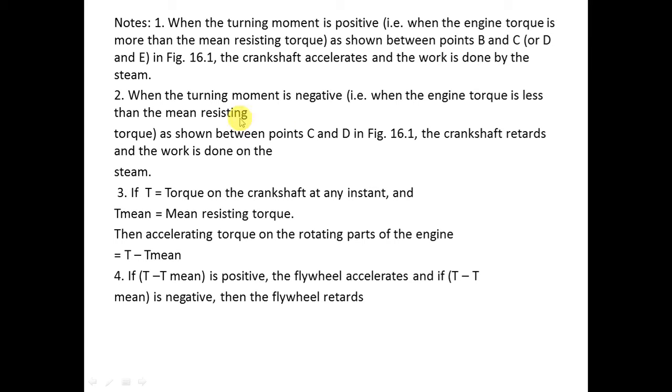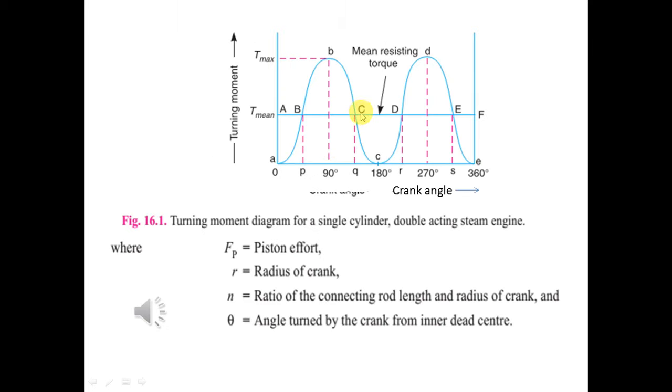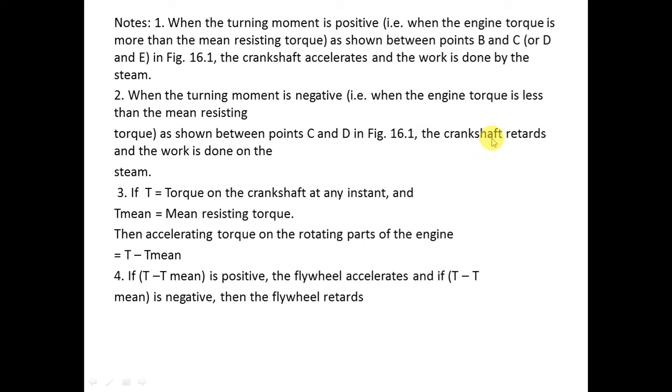That's what is being said here. When the turning moment is negative, that is when the engine torque is less than the mean resisting torque, as shown between the points C and D, this area is negative, that is subtraction of energy. So the crankshaft retards. It accelerates during the positive loop; during the negative loop the crankshaft retards and the work is done on the steam. Here the work is done by the steam, here the work is done on the steam. So this shows that there is subtraction of energy.